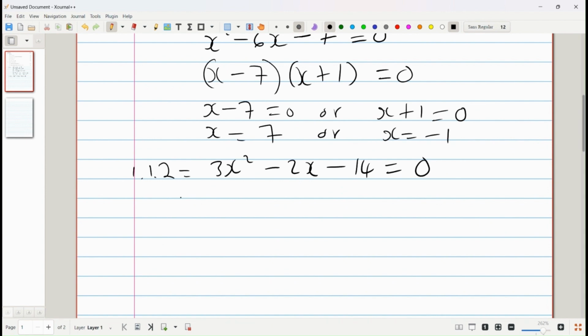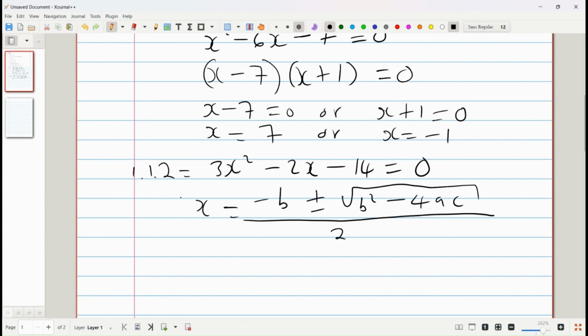My friendly advice is to make sure that you memorize this formula. It's not a difficult formula to memorize. So the next step here is to substitute the numbers from this equation into this formula.